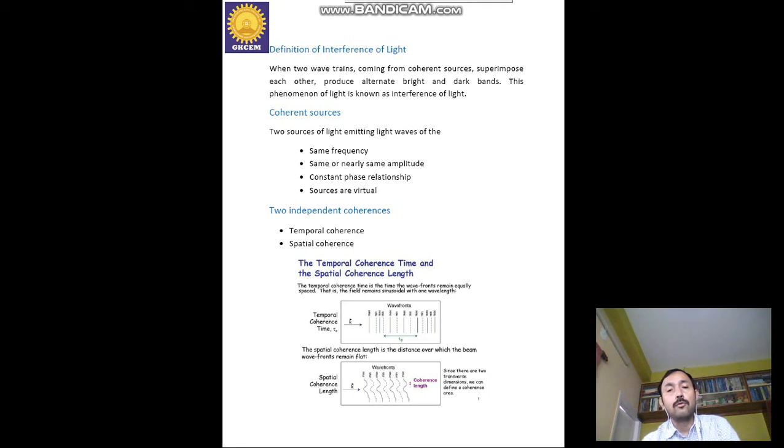In temporal coherence, the coherence time is the time the wavefronts remain equally spaced. It is evident from the picture. Wavefronts remain equally spaced, that is, the field remains sinusoidal with the wavelength. In spatial coherence, the coherent length is the distance over which the beam wavefronts remain flat. This is how it is.